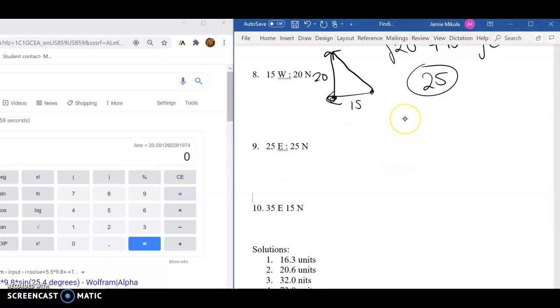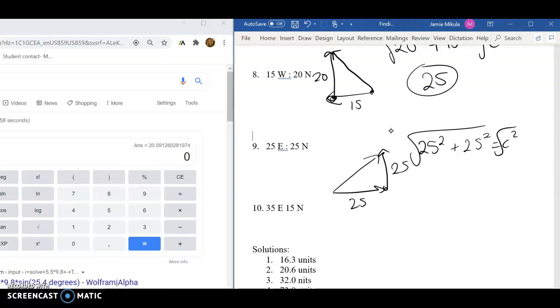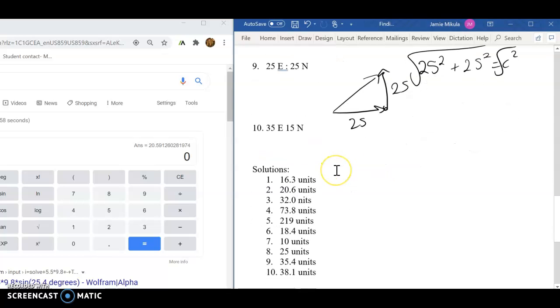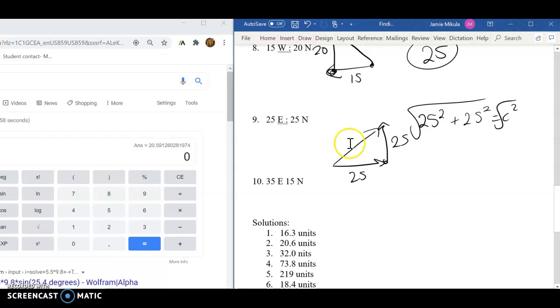All right. 25 and 25. So we're going east 25. From there I go north 25. So I want to find the resultant. 25 squared plus 25 squared equals c squared. Take the square root of both sides. 25 squared plus 25 squared. Take the square root. You get 35.3. 35, so we'll round up. 35.4.